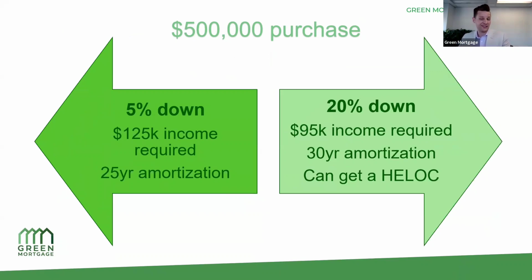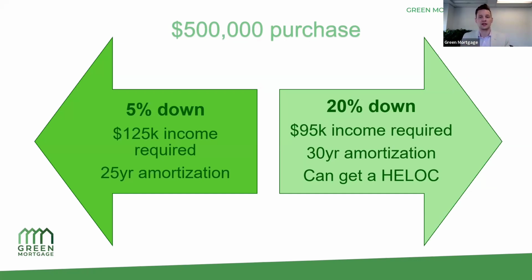You probably needed more like $95,000 of income, and now you can get a 30-year amortization. And you can also get a home equity line of credit. A home equity line of credit is a product that allows you to reborrow the principal that you've paid down on your mortgage, and you can reborrow that to actually invest in real estate or invest in something else. So these are very different game plans.